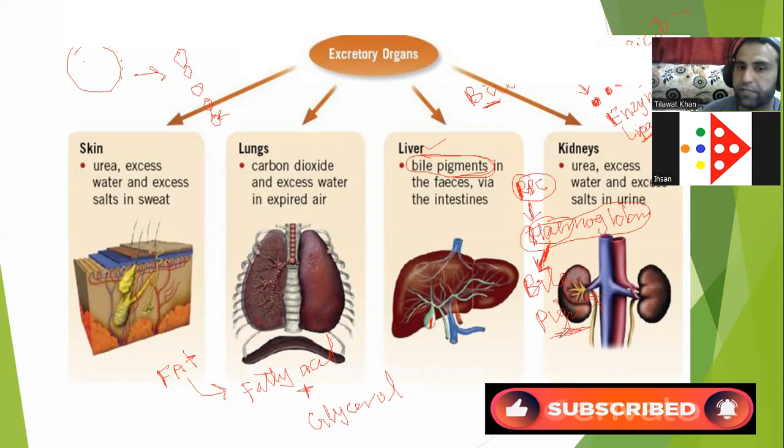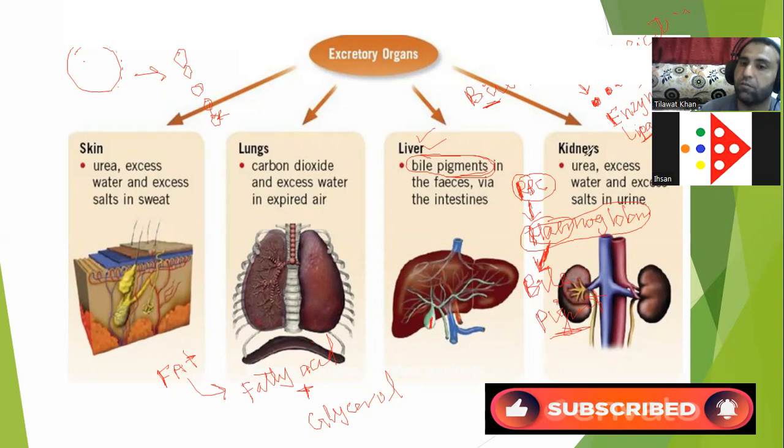That is bilirubin actually. That bilirubin mixes with bile, so it gives the brownish color of feces. It is because of that bile pigment. So it's removed by the liver. So the liver is an excretory organ in that case.